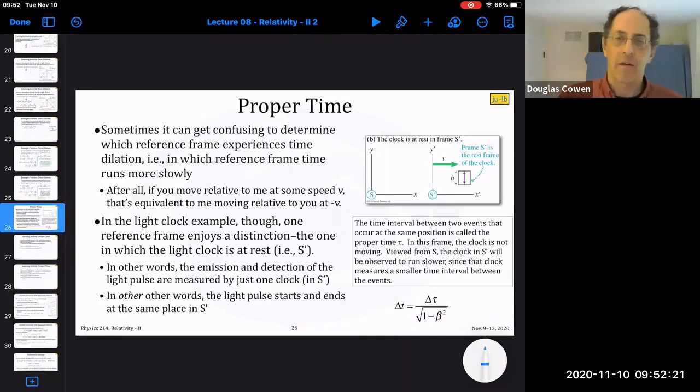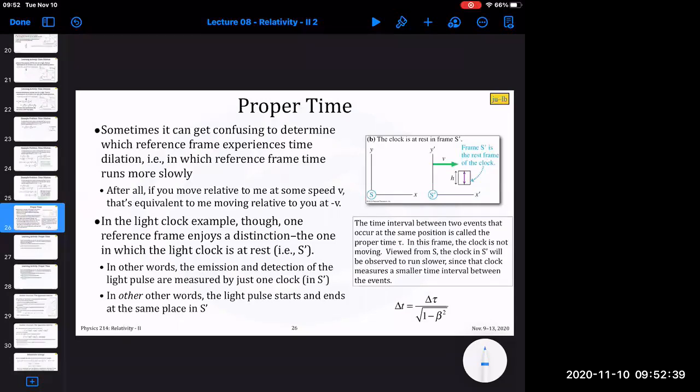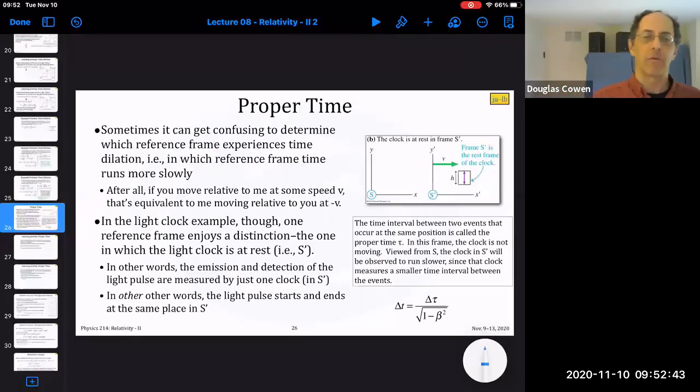Okay, the last thing I'd like to cover is a concept called proper time. This addresses the issue of how it can sometimes get confusing to determine in which reference frame the clock is actually going to be moving more slowly. Because after all, if I'm moving at some velocity V, that's the same as you moving with minus V with respect to me.